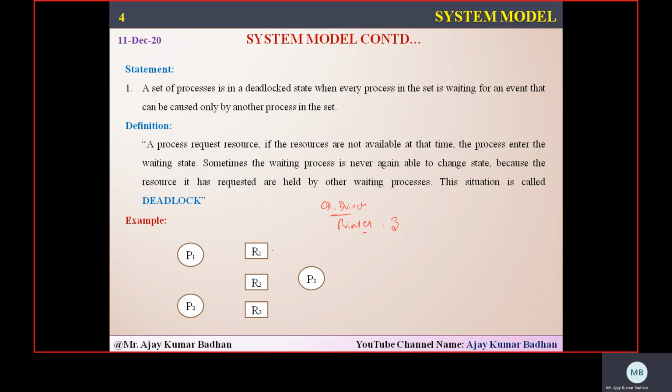We are having three printers. This is printer one, printer two, printer three. I just represented them with this. And also please focus on the diagram.